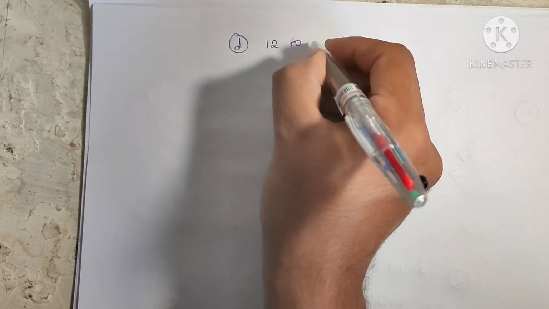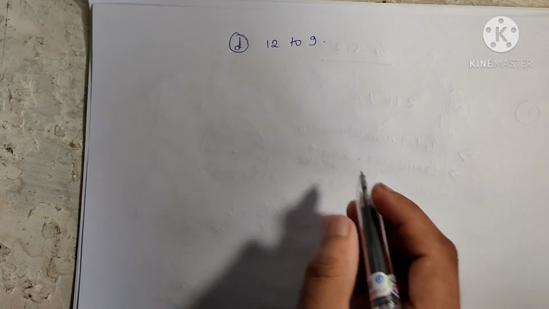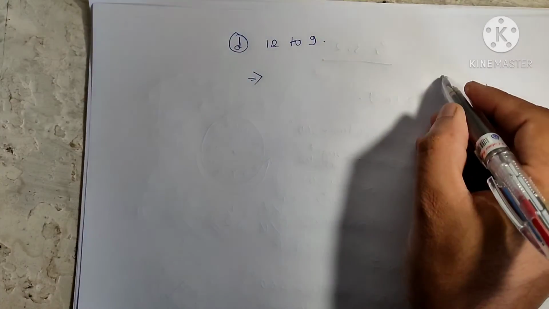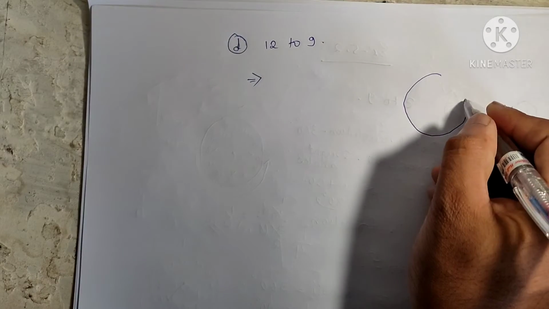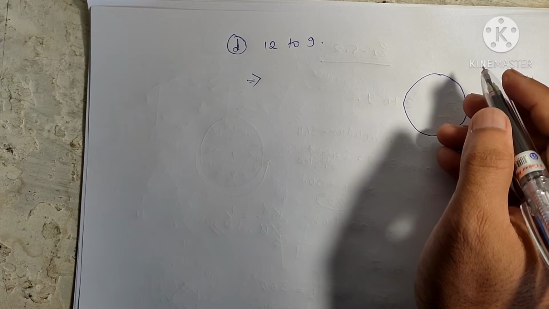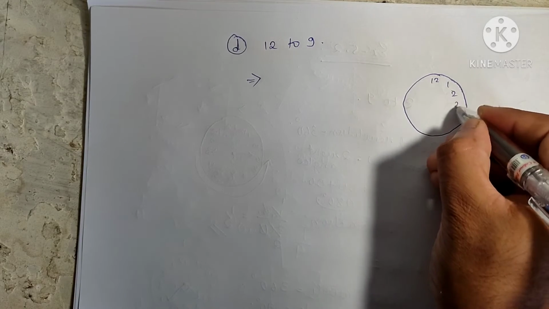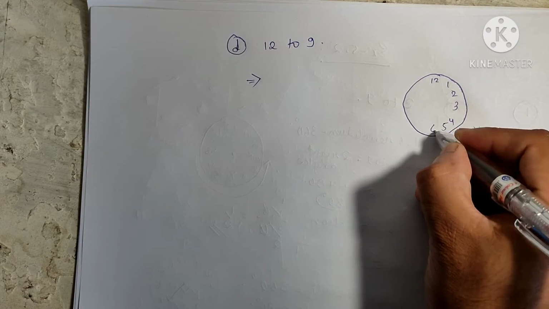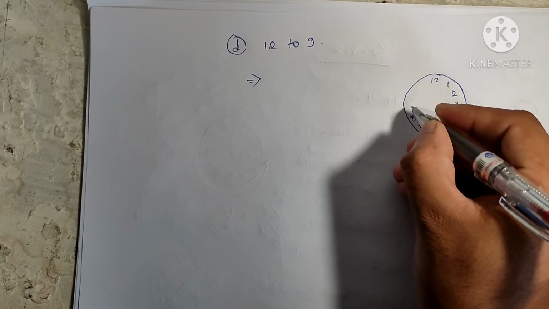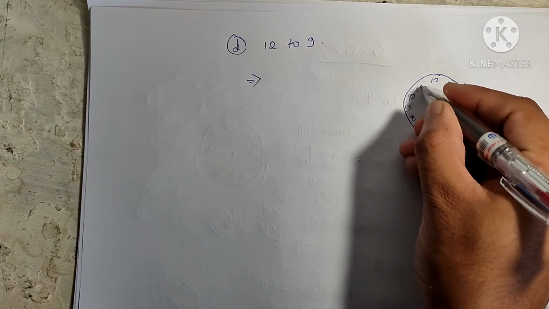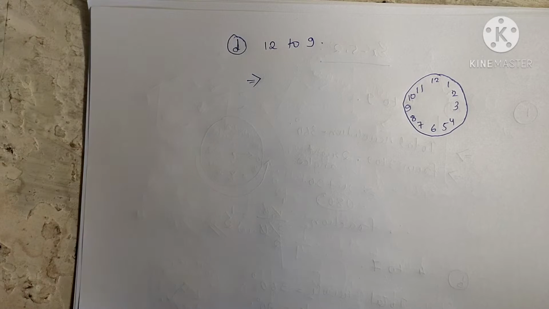So I will solve a different one, 12 to 9. Okay, 12 to 9. So we already know. I'll draw again for you. You don't always need to draw the clock, okay, but you have to understand it. If you don't understand, then for me it is not a profit, because I want all you students to understand it.